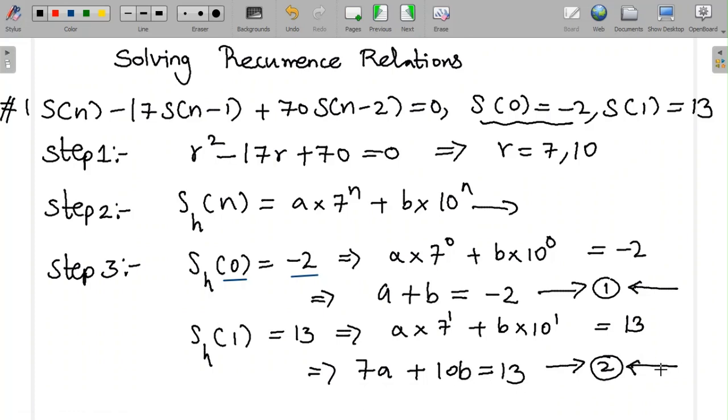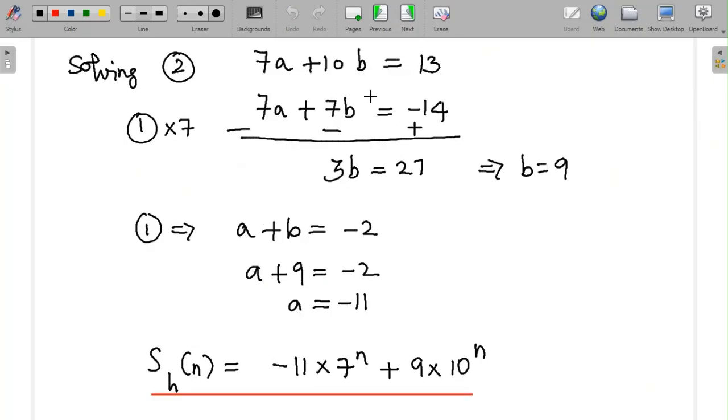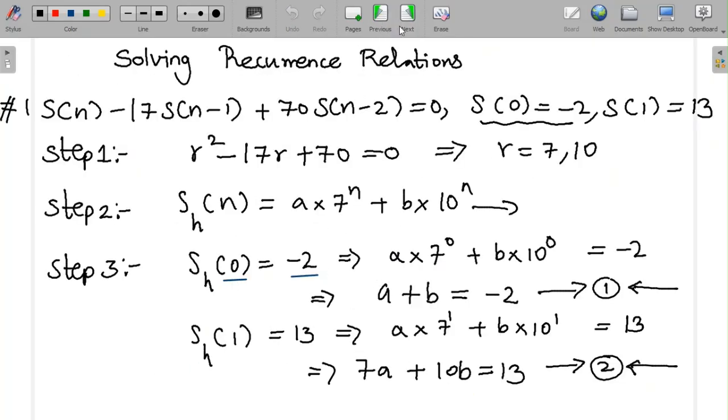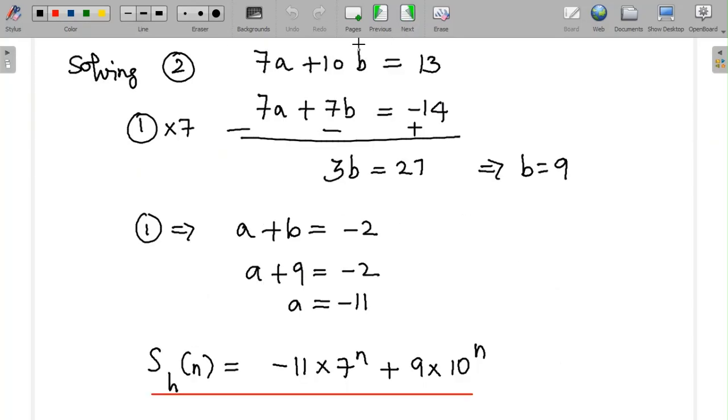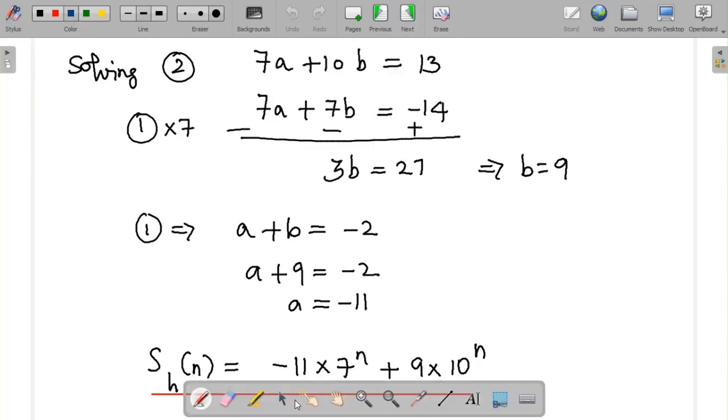That's our equation 2. Now we have a nice system of two equations in two unknown variables, which can be solved to obtain the values of a and b. We'll do that on the next slide. So we have a plus b is negative 2 and 7a plus 10b is 13. We can solve this and get the value of b as 9. Once we know the value of b, we can substitute it in either equation and get the value of a as negative 11.